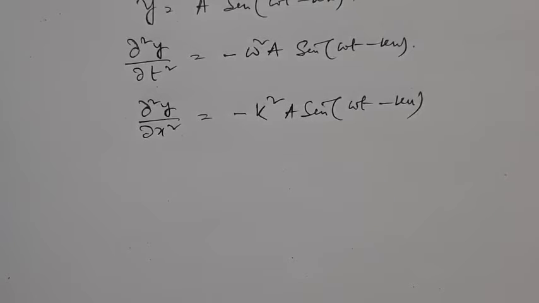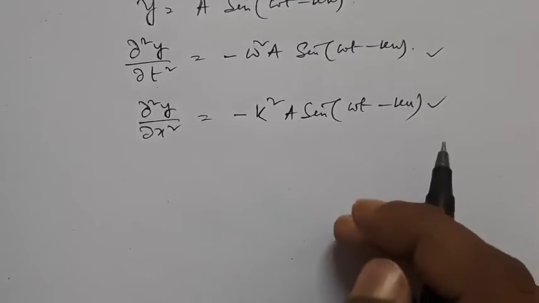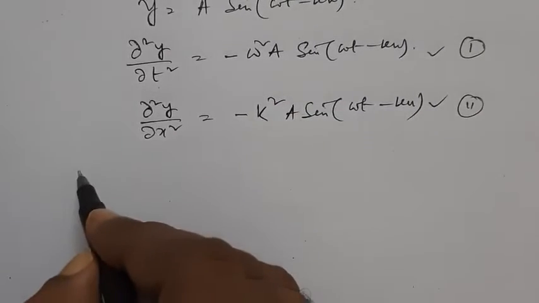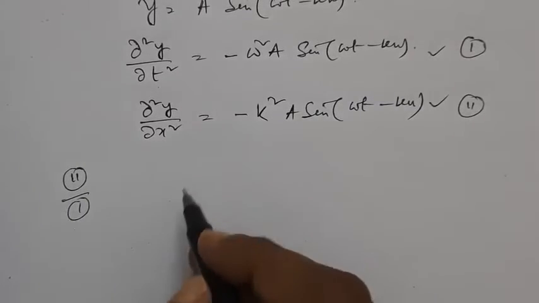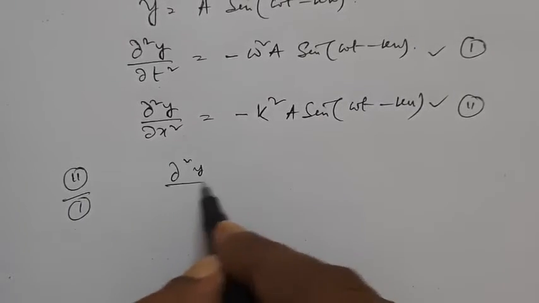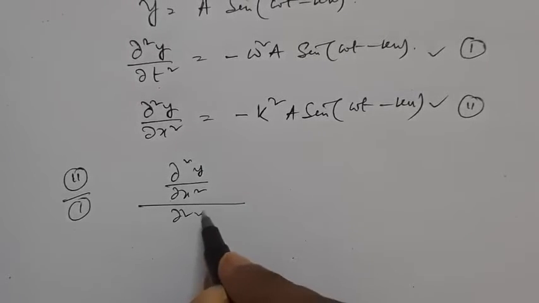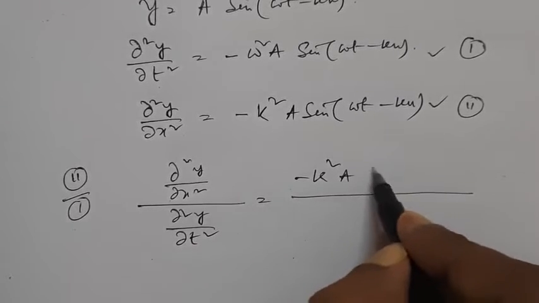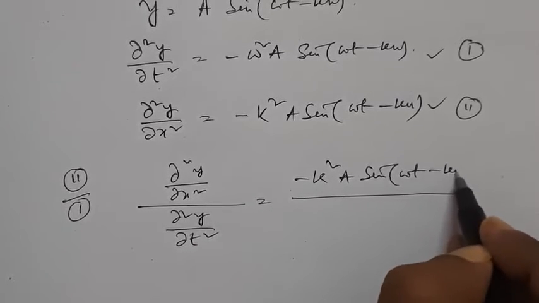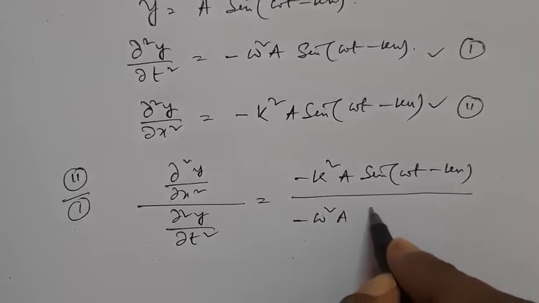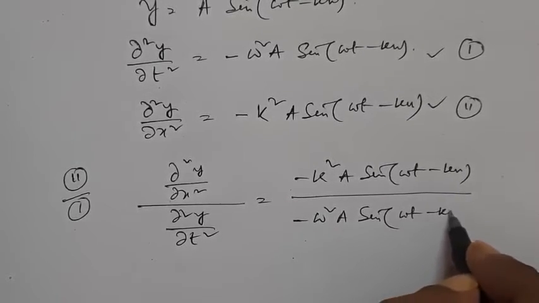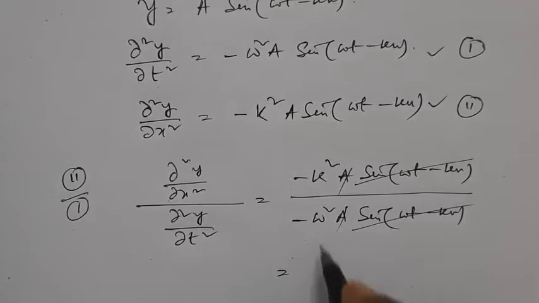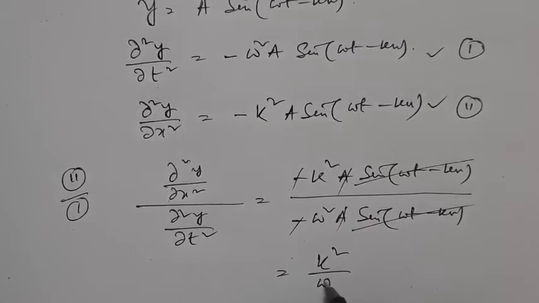Now we are again dividing these two equations. If we take this equation to be number 1 and this to be number 2, we are going to do 2 by 1 and not 1 by 2. So del square y by del x square by del square y by del t square is equal to minus k square a sine of omega t minus kx by omega square a sine of omega t minus kx. A gets cancelled and the full sine terms get cancelled. Minus minus cancel, becomes k square by omega square.